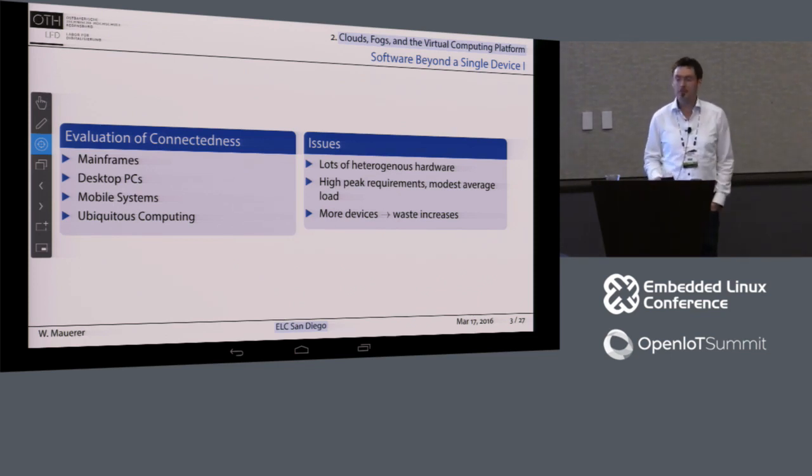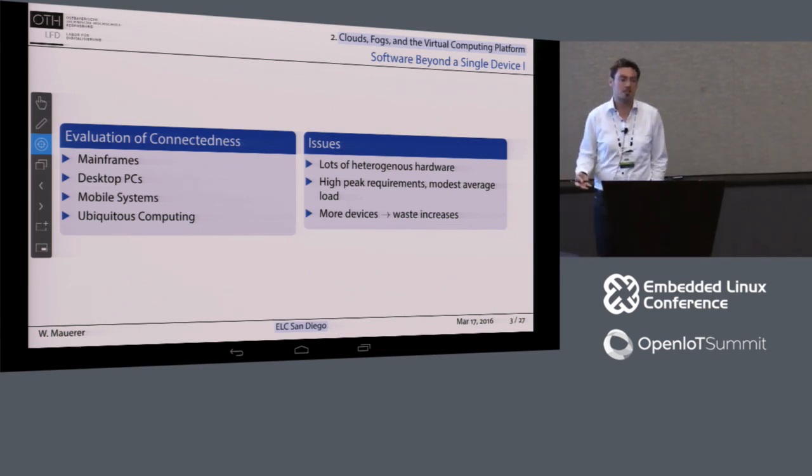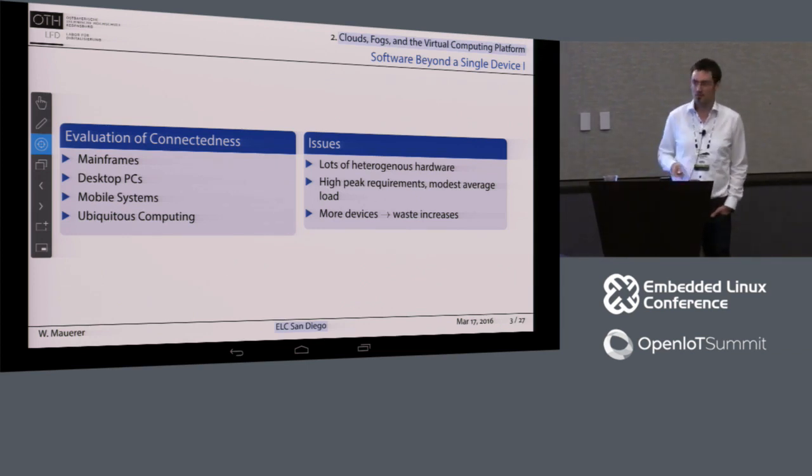And of course, if we have tons of devices that need to satisfy high peak requirements but only have average load, that means we will have a lot of waste. We will waste a lot of money because there's silicon around that is not used, and that's obviously something we want to avoid.